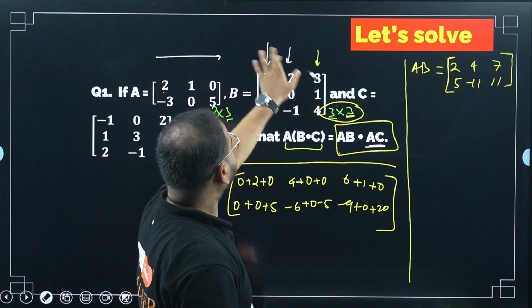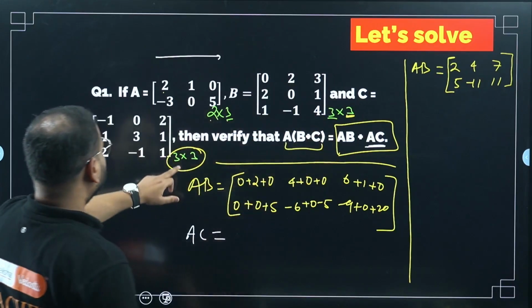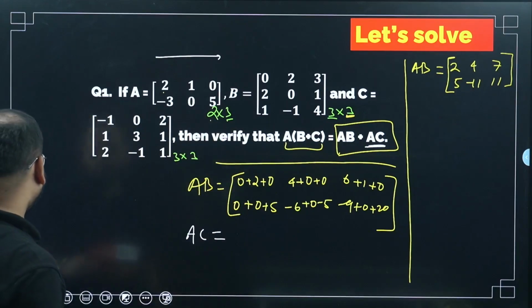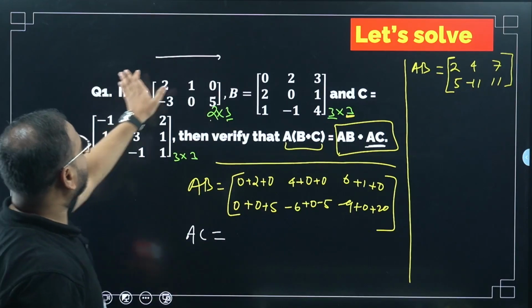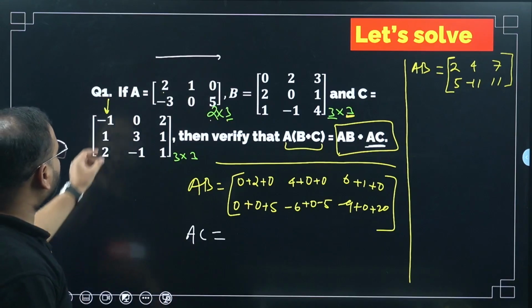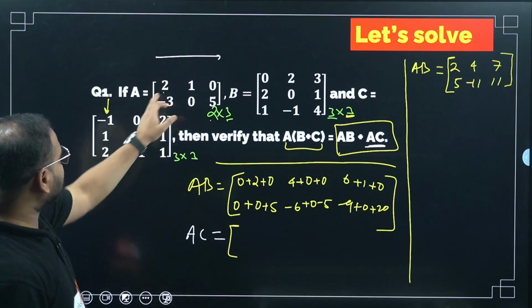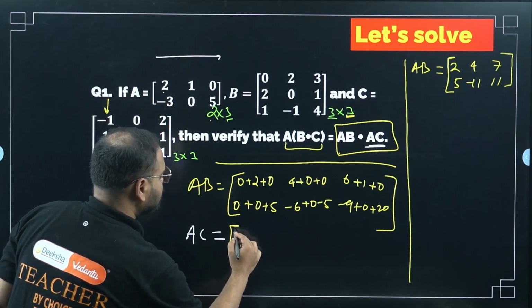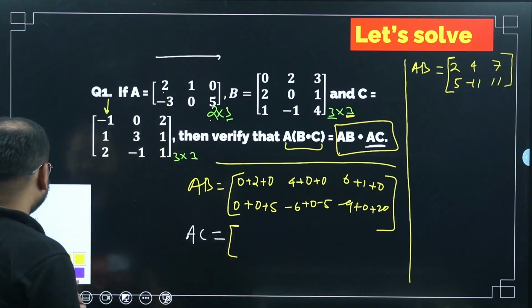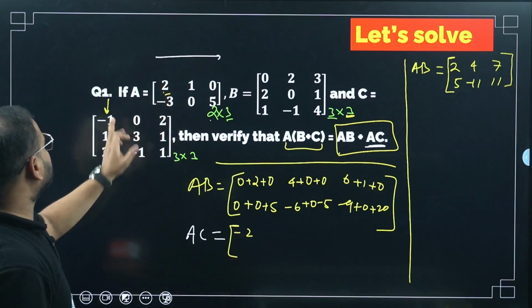Okay. So AB is done. What about AC? Can we do the multiplication? Yes, sir. 2 cross 3, 3 cross 3. We can do it. Again we'll do first row of A with first column of C. So 2 times of minus 1 is how much? Minus 2, right? 2 times of minus 1 is minus 2.